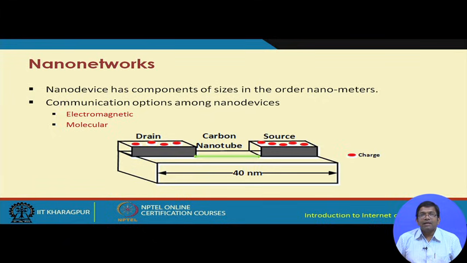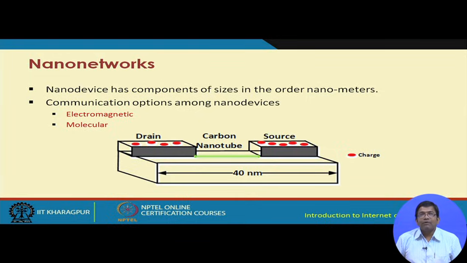In the electromagnetic nano sensor networks, as the name suggests, the communication is through electromagnetic means, and the other one is bio nano sensor networks, where it is biomolecules that help in communication in the human body or any other natural being.